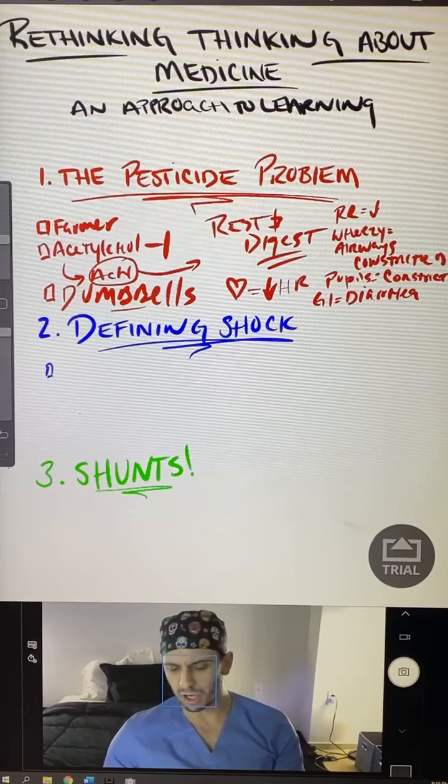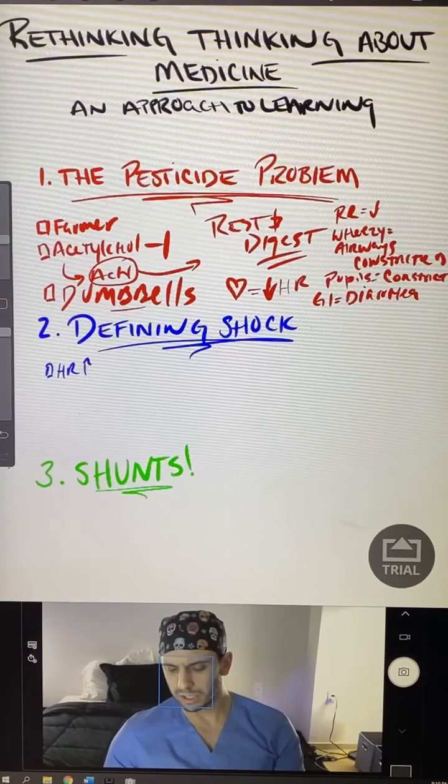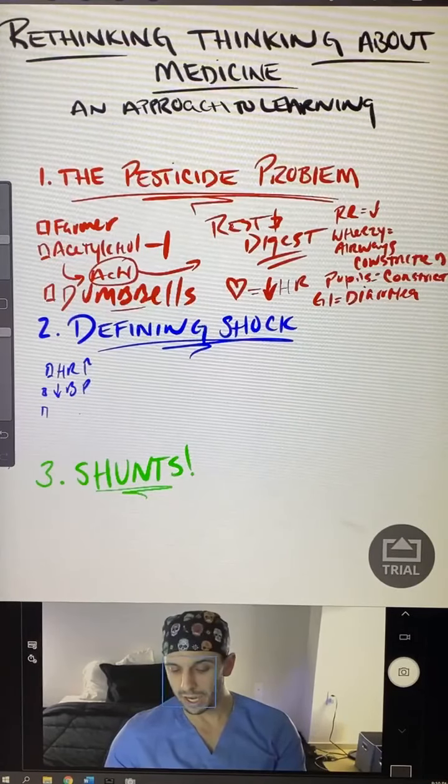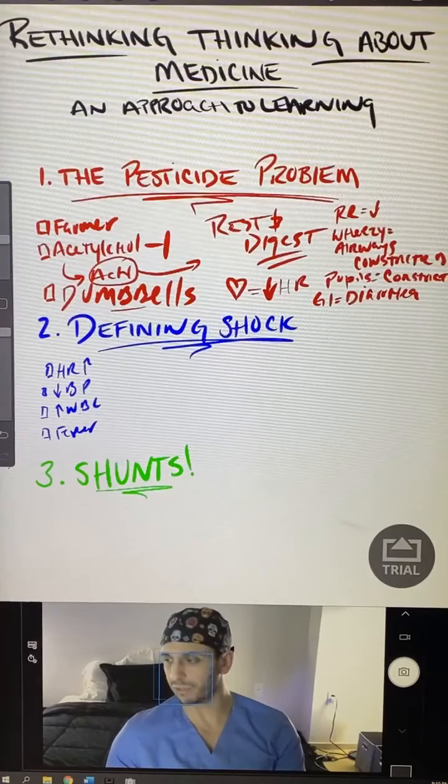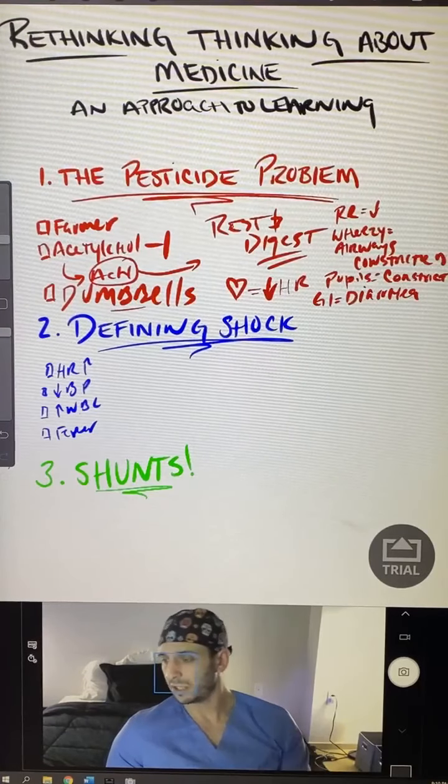Well, they have increased heart rate. Great. And they have a decrease in their blood pressure. Okay, wonderful. And they have an increased white count, and they have a fever. Okay, those are all wonderful things. And we gave them a liter of fluid and nothing's getting better. It's like, okay, that's great.